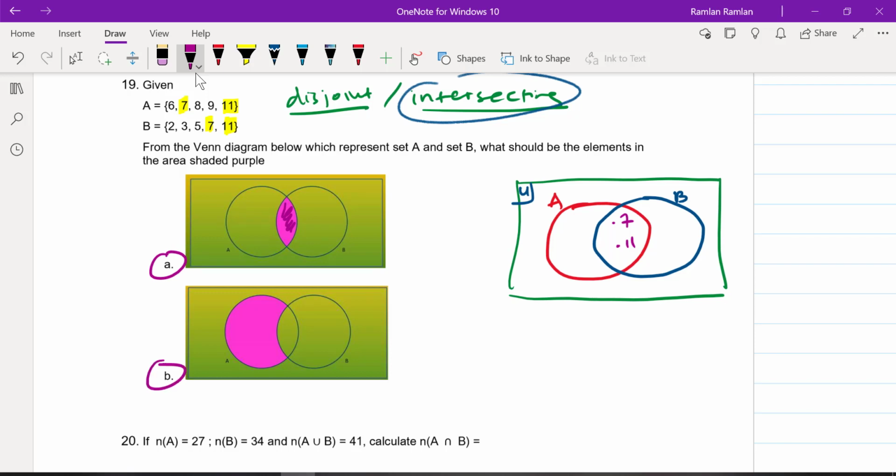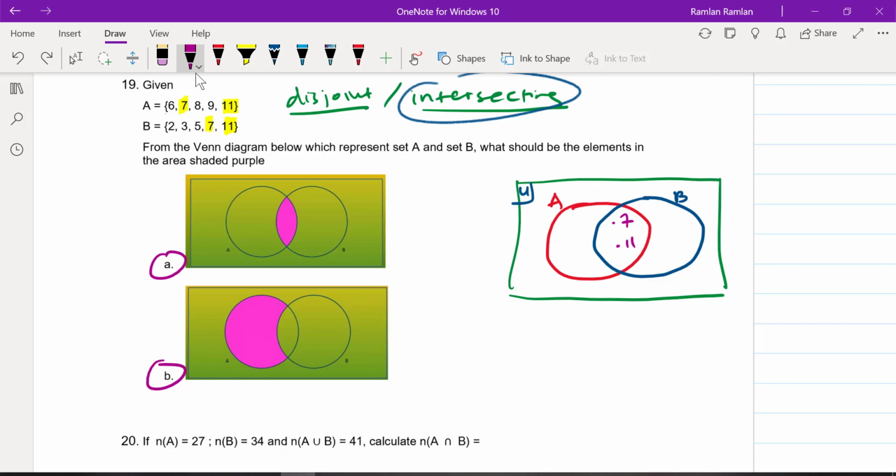Okay, question B. Let's see here. The one that is shaded is over here, right? So this whole circle, you can fill it with all of the elements from set A, which are 6, 7, 8, 9, and 11. But in here, we know that we have an intersection, which is the 7 and 11.